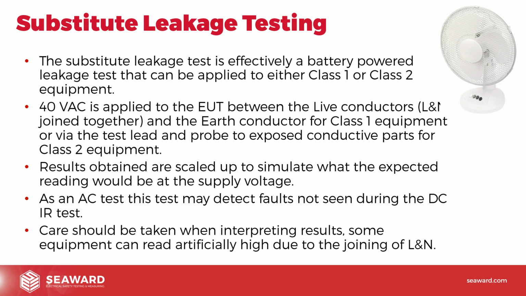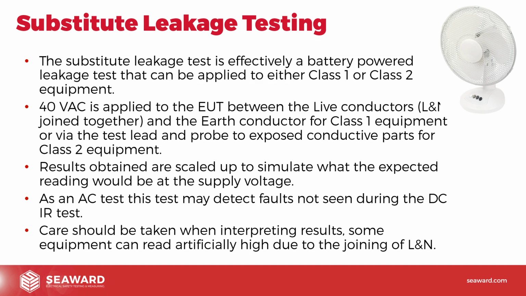As an AC test, remember the insulation resistance tests are DC, this may detect faults not seen during the DC insulation resistance test. So that's the important point. Sometimes people say, well, why would I do the substitute test? What does it add? Well, being an AC test, we're using alternating current, so it's similar to what you would be using if you were supplying mains voltage to it. There are faults that can be detected using alternating current that wouldn't be seen just using pure DC.